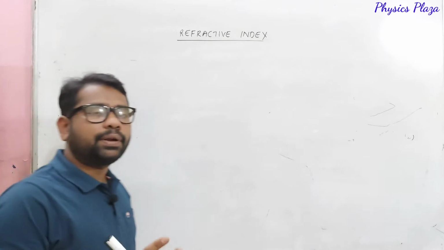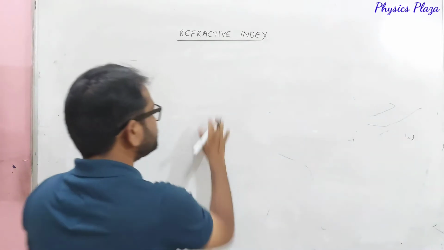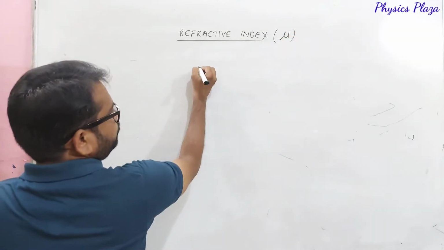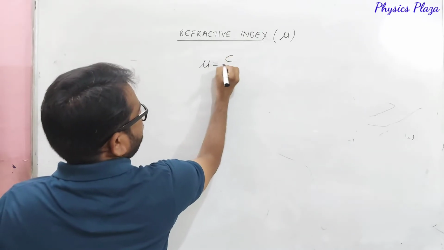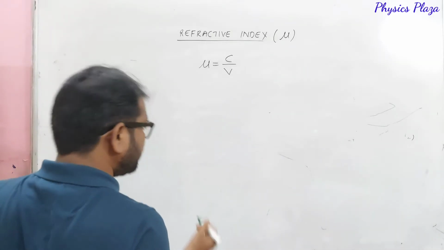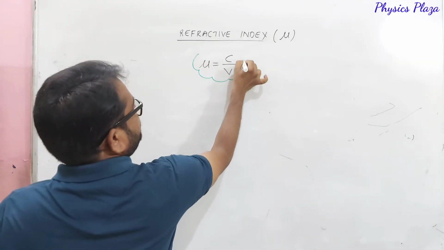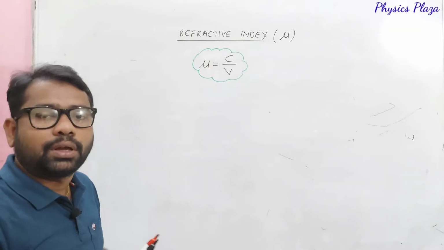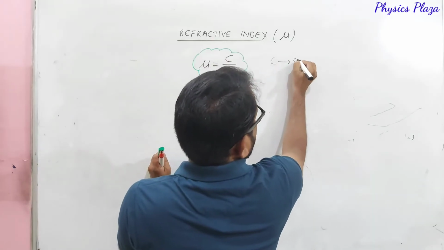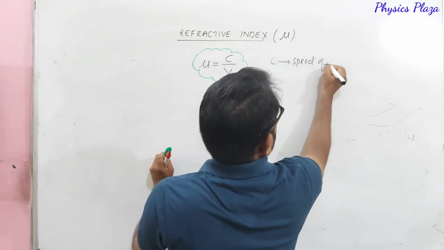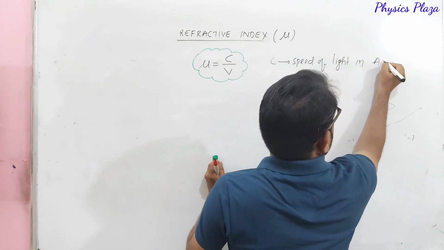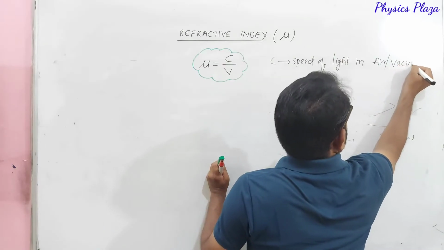Dear children, mathematically, refractive index is defined with the symbol mu. Here mu is equal to C by V. So it is defined as mu equals C by V. Then here we get one doubt: what is C, what is V, what is mu? Of course, mu is obviously the refractive index. Children, what is C here? C is the speed of light in air or vacuum.